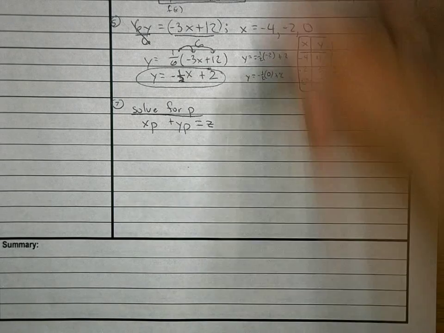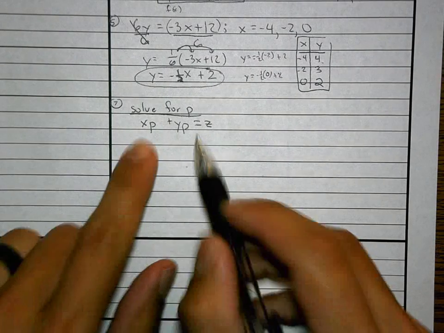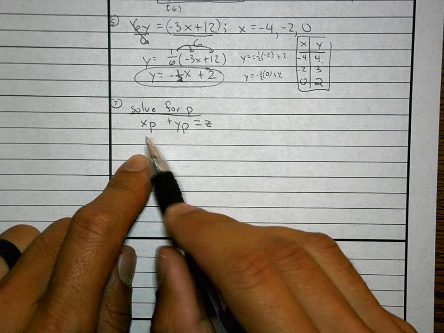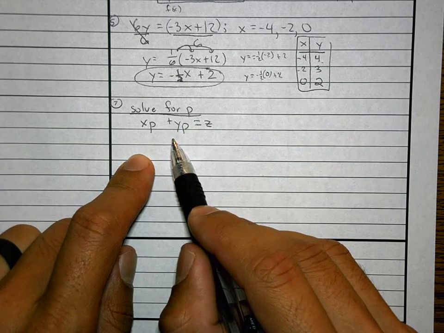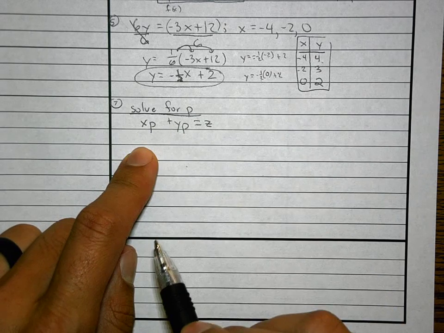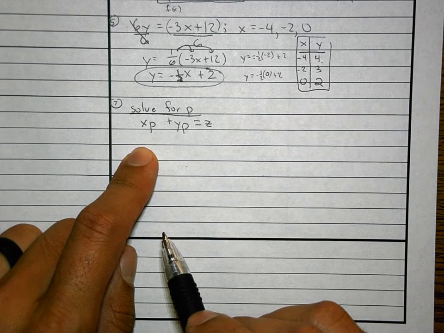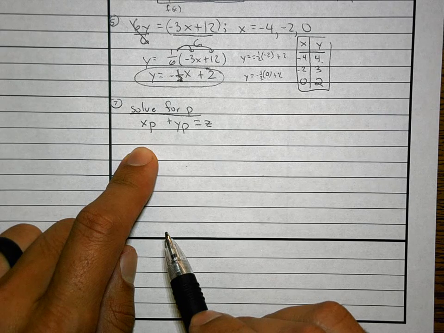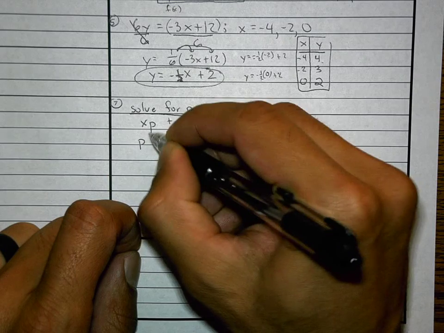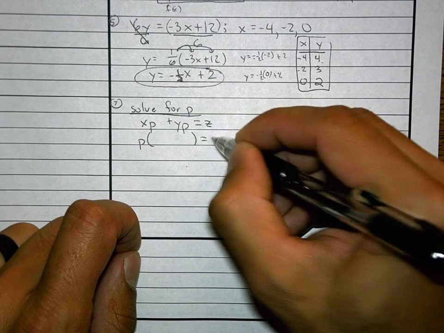This says you're supposed to solve for P. And we cannot put these together. The reason you cannot put them together is because this has an X and that has a Y. They're not the same variable. They are not like terms. But what you can do is this. You can use the distributive property.